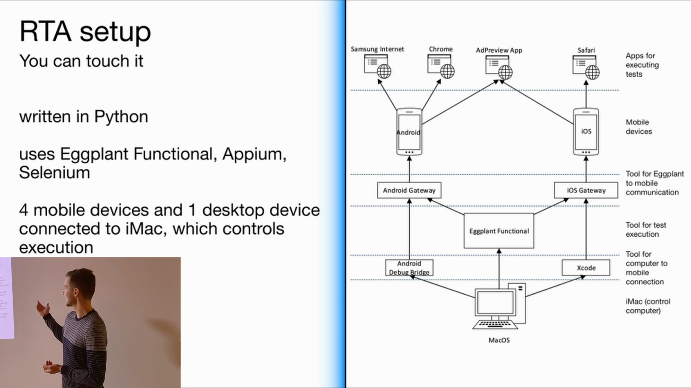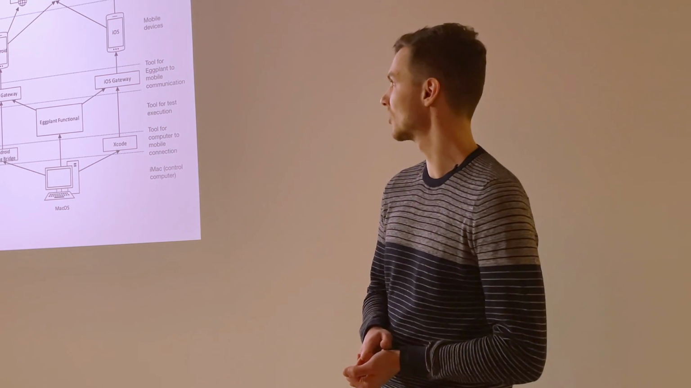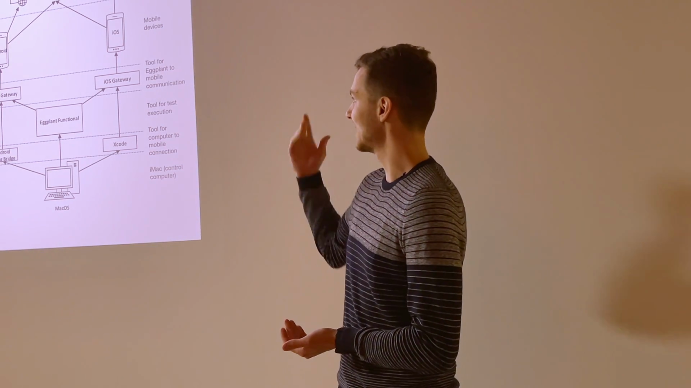So the sample setup for Eggplant Functional is that the iMac, which is the control computer, needs some tool for communication with mobile devices, in this case ADB or Android Debug Bridge for Android, and Xcode for iOS devices. Then we need also the tool for test execution, which is Eggplant Functional. And Eggplant Functional also needs some tools to communicate with the devices to execute commands, which are called gateways. And then at the end, we have different Android and different iOS devices which execute the tests in different browsers. So you can see many things can go wrong. And yeah, it does.